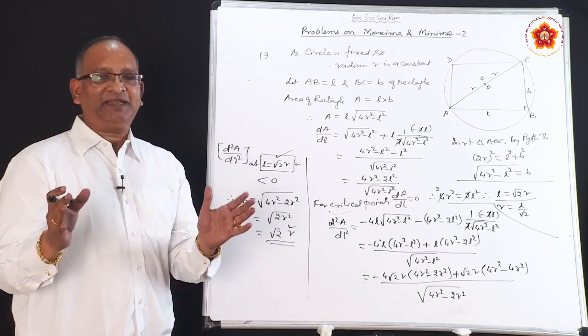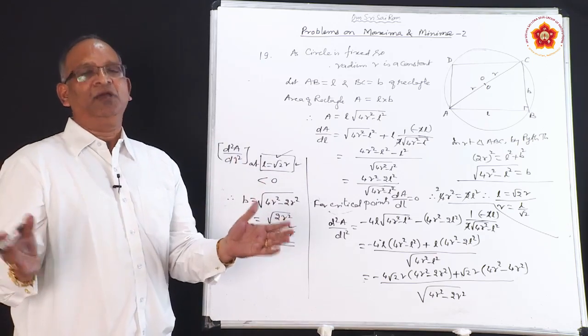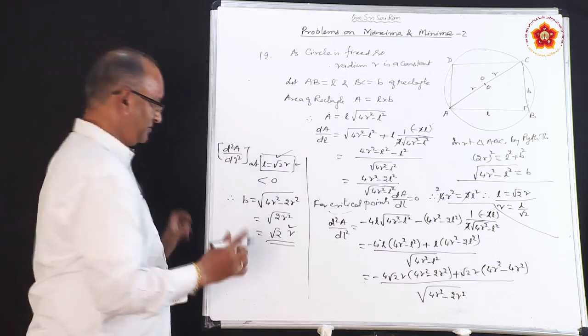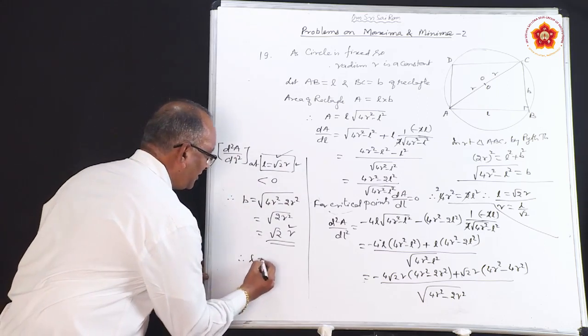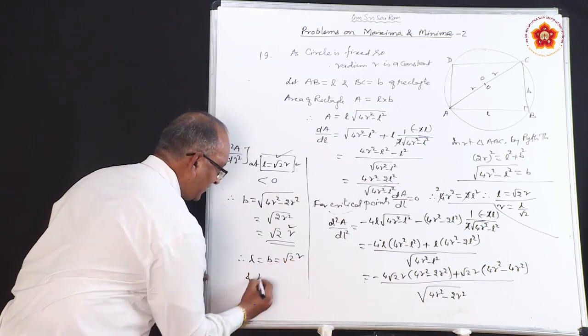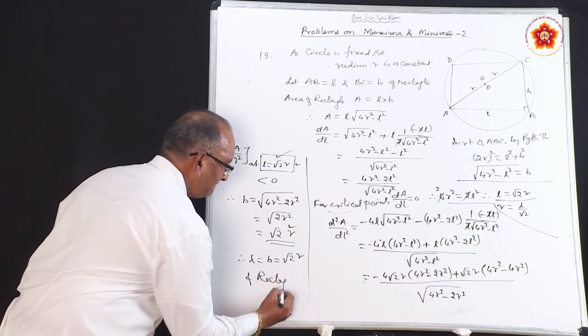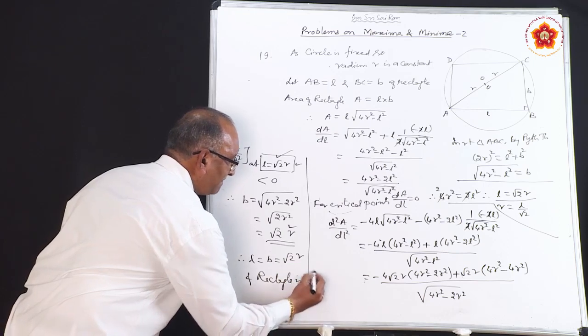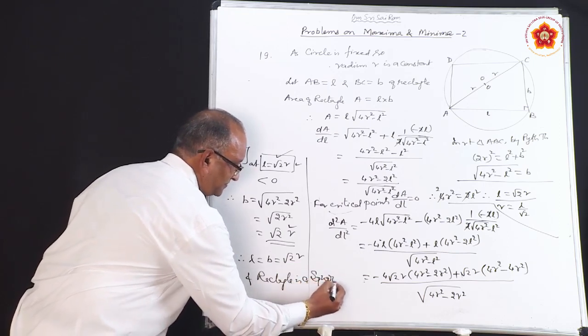So, the area of the rectangle is going to be maximum when length equals width. Hence, L equal to B equal to root 2r and the rectangle is a square. This is the conclusion.